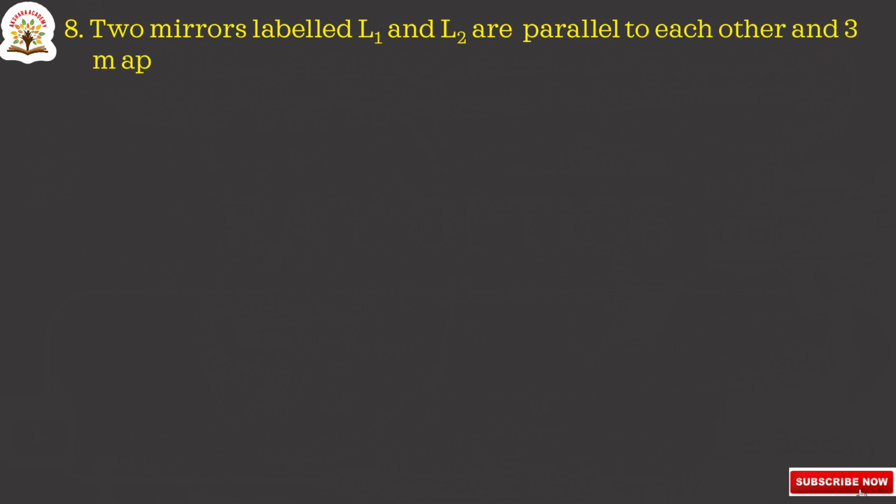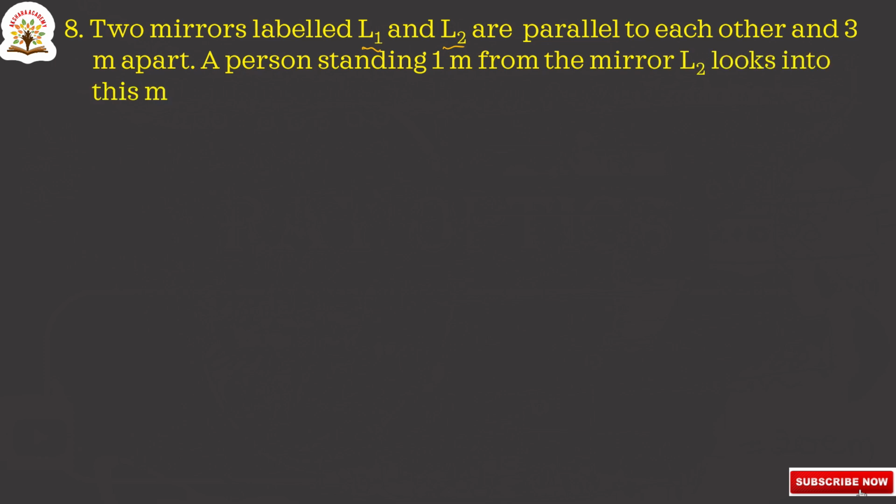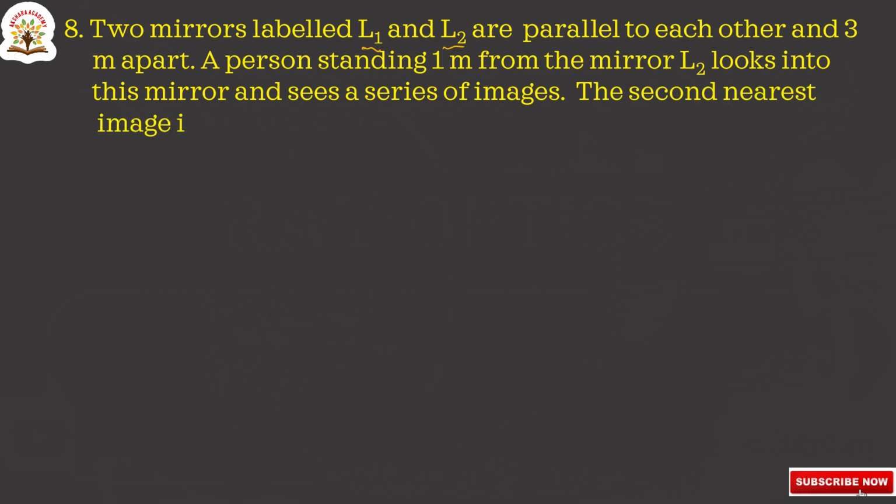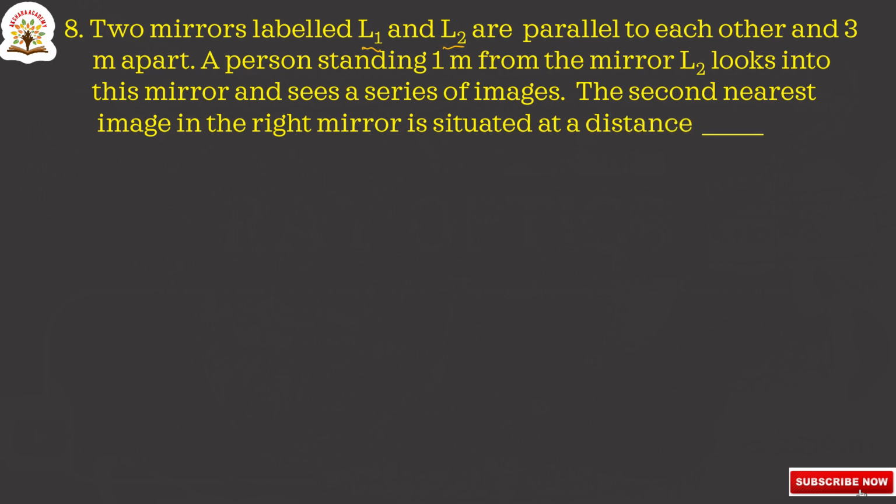In this question, two mirrors labeled L1 and L2 are parallel to each other and 3 meters apart. A person standing 1 meter from the mirror L2 looks into this mirror and sees a series of images. The second nearest image in the right mirror is situated at what distance, we have to calculate. Now let us go to the solution.